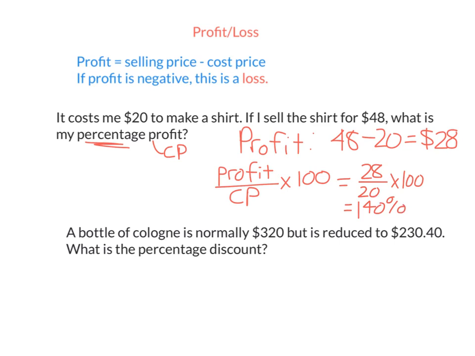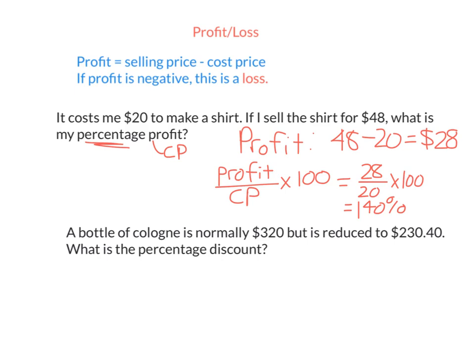Now this makes sense because if I made a profit of 100%, that means I would be selling something for double what it cost me. This one I sold for more than double what it cost me to make. That's why my profit is more than 100%.